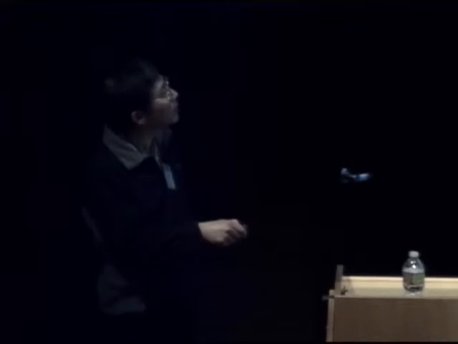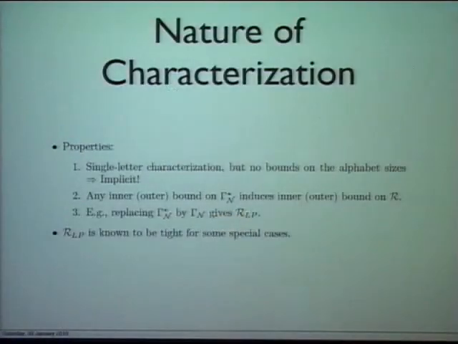So in particular, if we replace gamma n star by gamma n, which is the region induced by the non-negativity of all Shannon's information measures, which is an outer bound on gamma n star, then you would be able to obtain an outer bound on the capacity region which is computable. Okay. And in fact, this linear programming bound is known to be tight for some special cases.